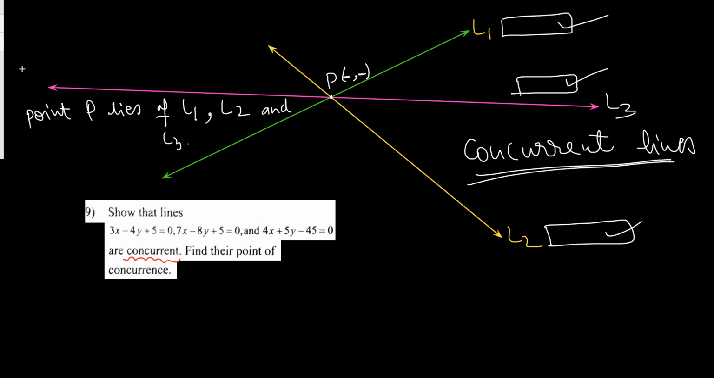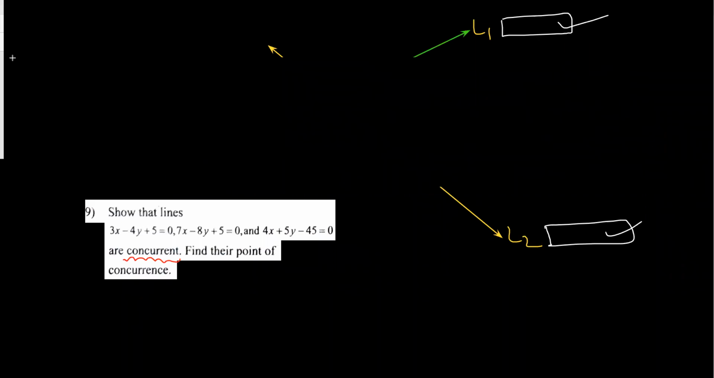Okay, let us come to the question once again. I have explained what concurrent lines are. Three lines, when they intersect each other at one single point, we call those lines concurrent lines. So see what they say. They are asking us to show that these three lines are concurrent. You know the method I will adopt. I will use a simple method.